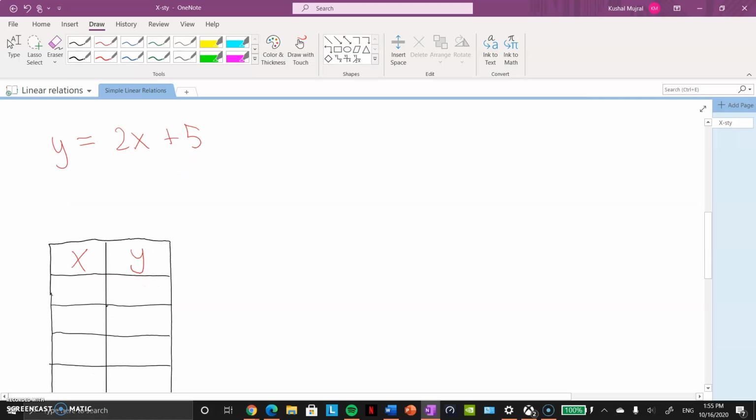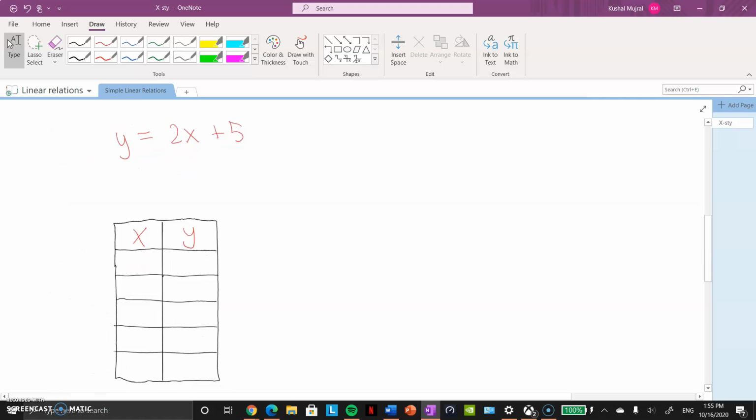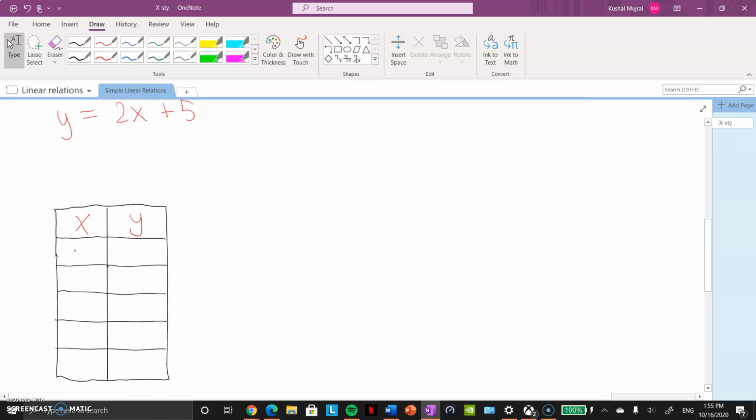Okay, let's take a look at this question. Y equals 2x plus 5. So let's write -2, -1, 0, 1, 2. Now we want to find the corresponding y values. So let's take this over here. Y equals 2x plus 5. And we'll plug in -2 first. Y equals 2 times -2 plus 5, which is -4 plus 5, which is 1. Okay, please follow along as you're doing this, because I'm going a bit quick here.